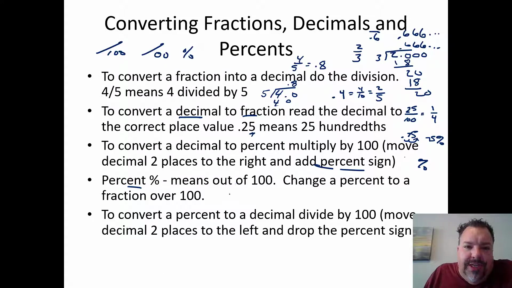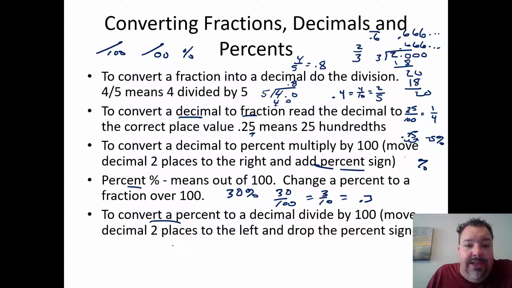And if we're doing a percent like 30%, and we want to change this, we can write that as 30 out of 100, and then we can reduce it to 3 out of 10. Once we have it as a fraction, if it's out of 10, we can then change that fraction to a decimal. In this case, if we want to make it into a decimal, we could also just move the decimal 2 places to the left.